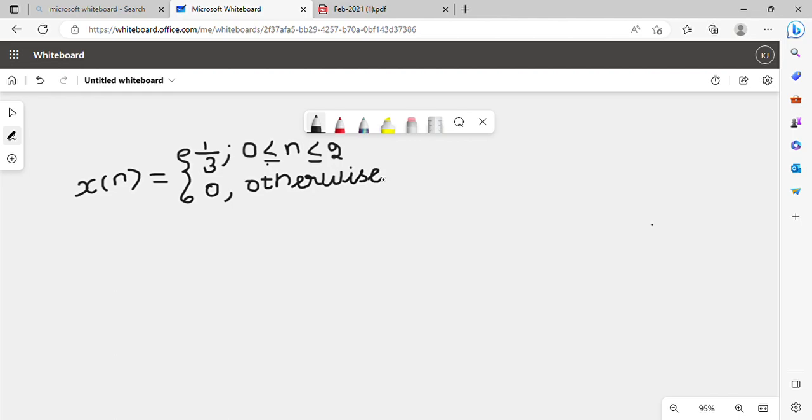Okay, so this is the question, and now we have a formula. Directly we need to write the formula for X of k, because we are asked to find the DFT, right? So it is X of k, which is equal to the summation from n equal to 0 to N minus 1.